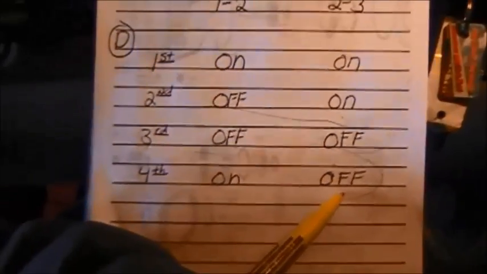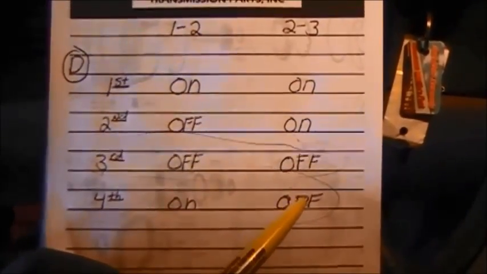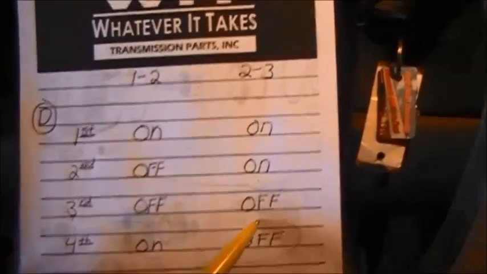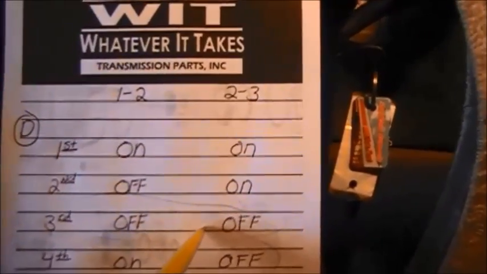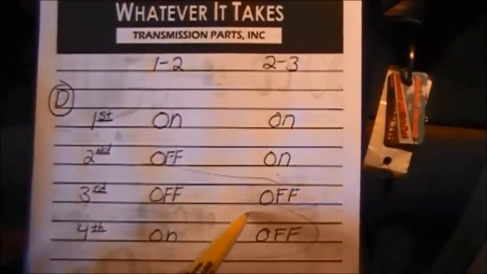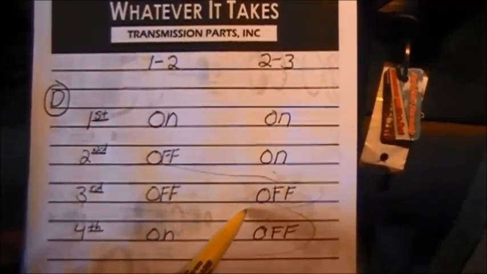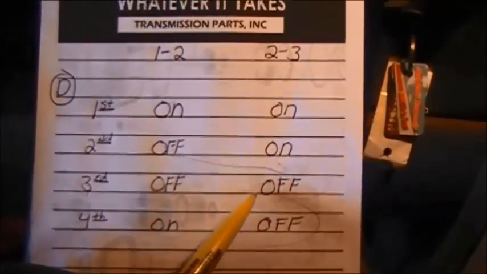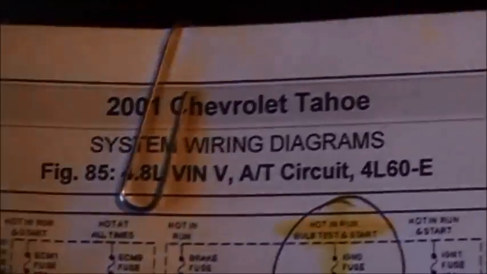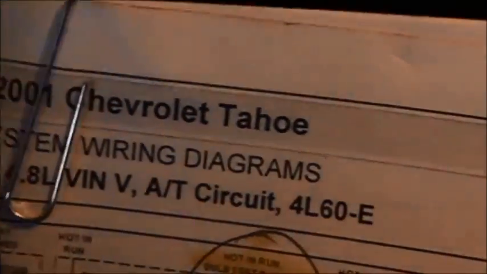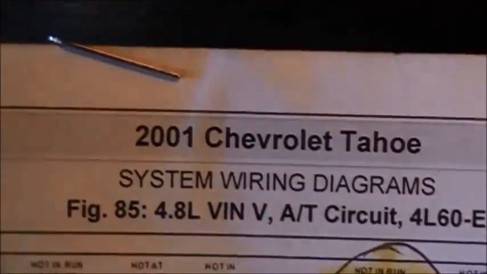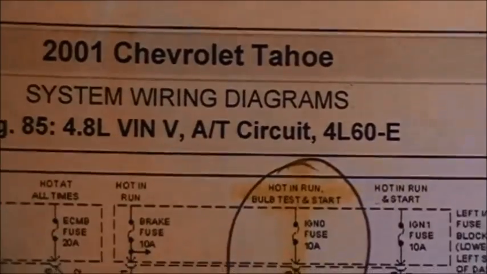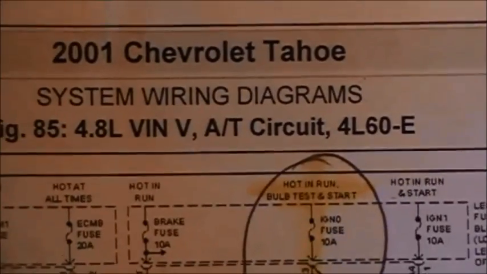So now the next thing is to see, how do you find this problem? What steps do you take? There are a number of steps, various ways you can go about doing it, but we're going to find a way. The first thing we're going to do is get a wiring diagram. Okay, now we have the wiring diagram. What we have is a 2001 Chevy Tahoe 4.8 engine, and we have the automatic transmission circuit.